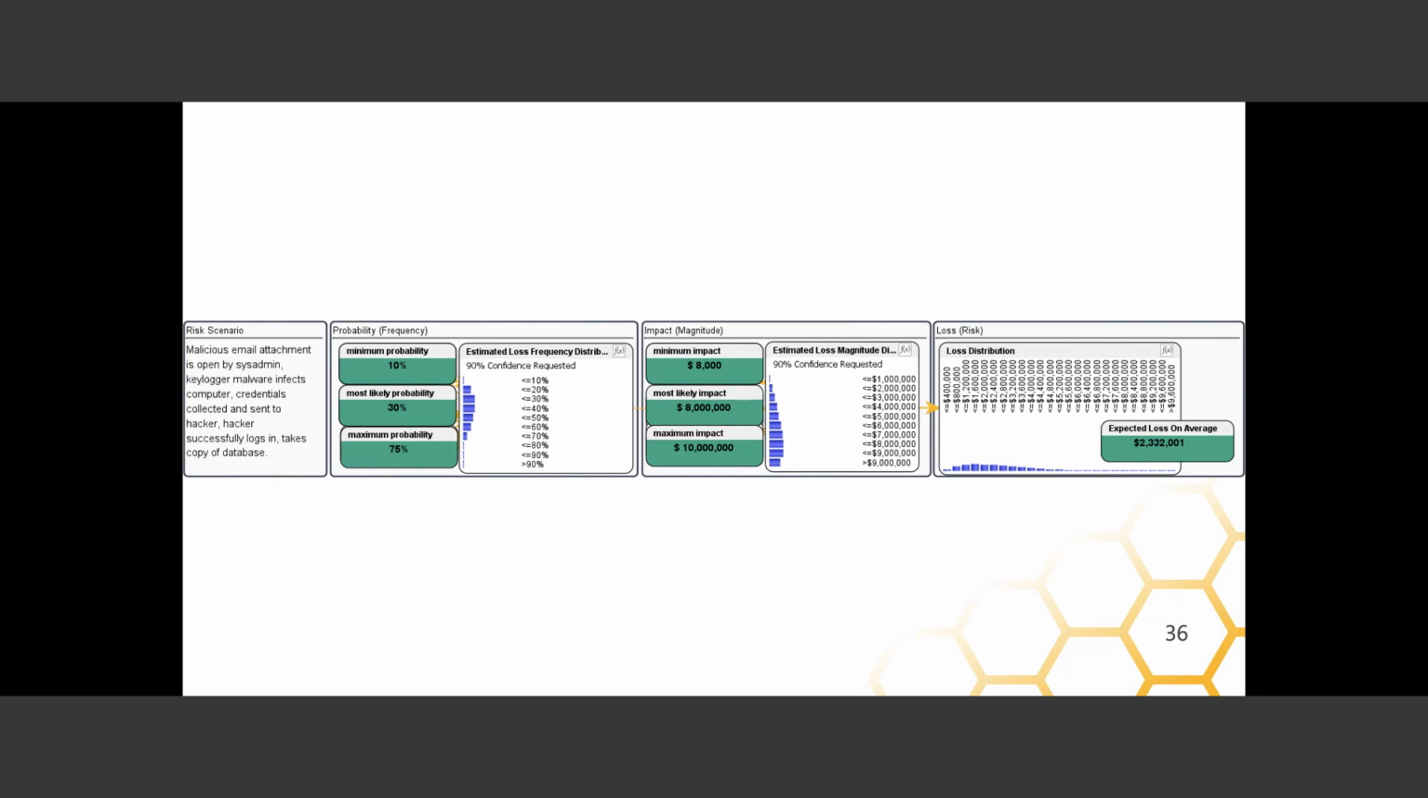Same thing with the impact or magnitude estimate. Their ballpark was, it could cost you anywhere between 8,000 and 10 million, but most of the time it's 8 million if this malicious email attachment scenario were to occur. Then on the right, you have the aggregate of those things, or the product of those two things. Where we were multiplying scores together, we're instead now multiplying distributions together, or the average of those distributions that you defined.